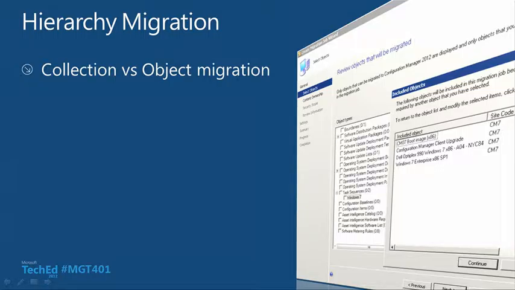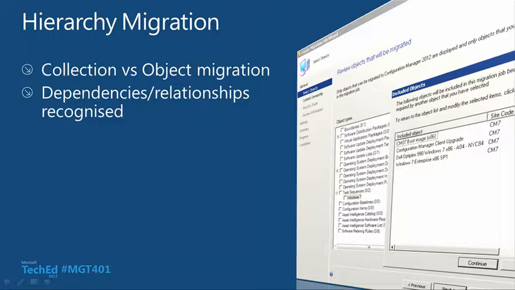So an object is something literally like a task sequence, a boot image, a package. If it's being advertised, when you do an objects migration, because it doesn't understand collections and where everything else might be, if there's an advertisement against it, if it's being deployed, it won't bring that across. Okay, so it's just literally the objects itself.